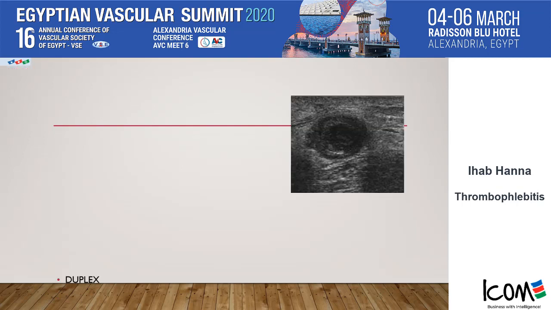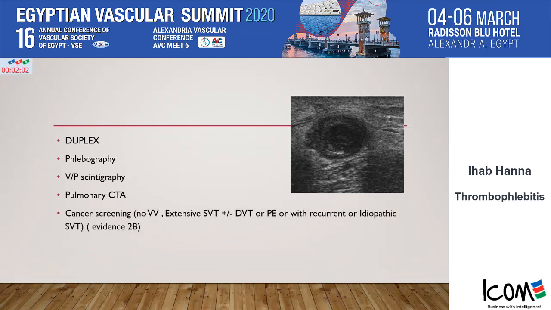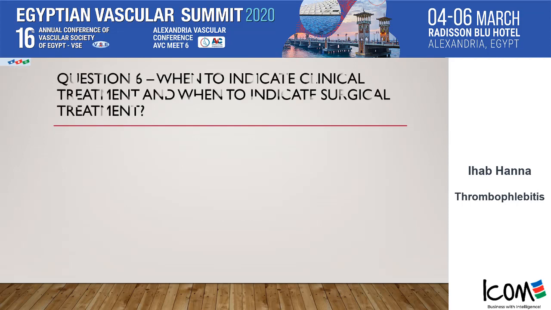What investigations should be used? The cornerstone lies in duplex investigations. Others are guided also to detect pulmonary emboli if and when they occur. Cancer screening is of paramount importance in the absence of varicose veins or with extensive superficial vein thrombosis with or without DVT or pulmonary embolism, or when recurrent or idiopathic superficial vein thrombosis occurs.